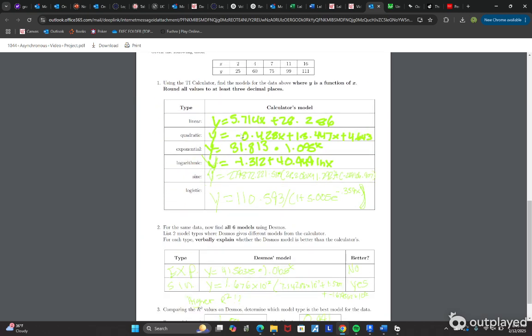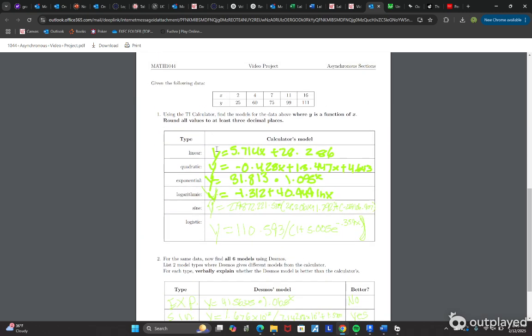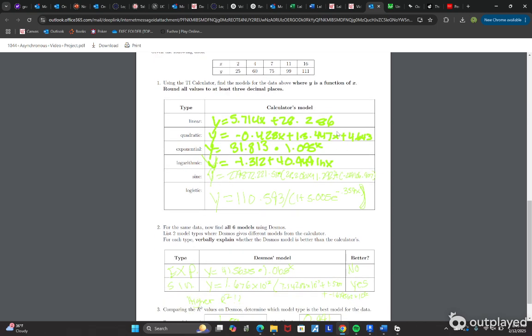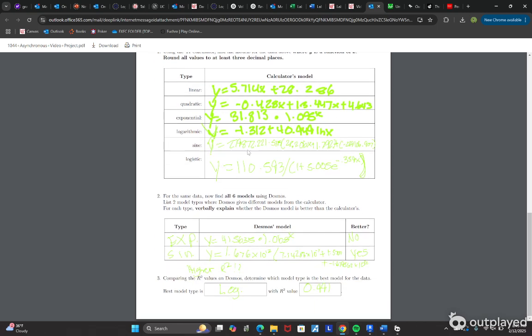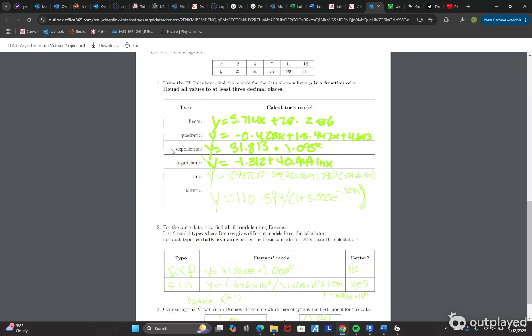So here is what I got from my calculator. These are all my calculator models as listed. These are the exact equations that they give me from the calculated set, using the data set. Sorry for the pencil thickness. Some of them are a little thicker, some of them a little skinnier. But yeah, this is all the equations that the calculator gave me.